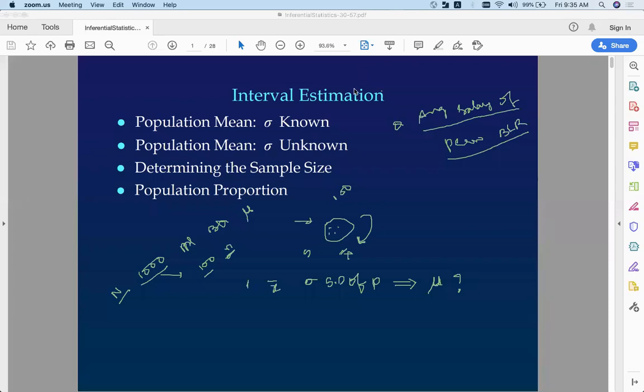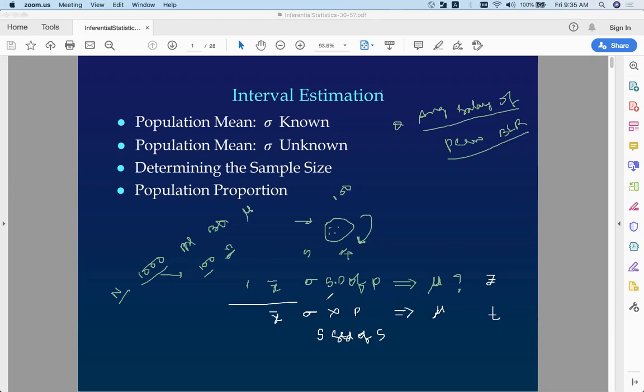Now, what is the other situation? The other situation is you always know x bar because that is your sample mean, and you do not know sigma, the standard deviation of the population. Then also you are trying to estimate mu. When you do not know sigma, you will make use of small s, the standard deviation of the sample. So there are two formulas for that. Here you will use z values. Here you will use t values. We'll come to that.